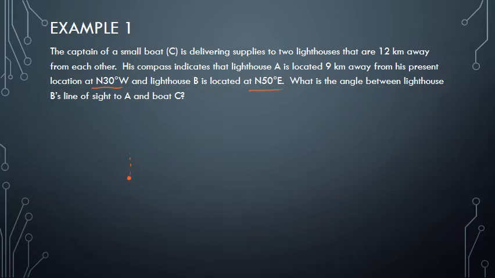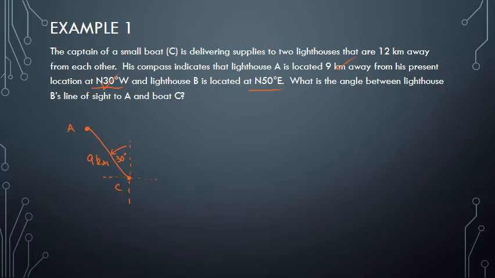Okay, and then what I'm going to do is, you don't have to do this, but I like just to draw my directional lines again. And I know that the first one is north 30 degrees west. So I'm going to go west 30 degrees from the north line. Okay, and that's A. So this is 30 degrees west from that north line. Okay, and we know that that is 9 kilometers. So this is C, by the way. So I've done this one.